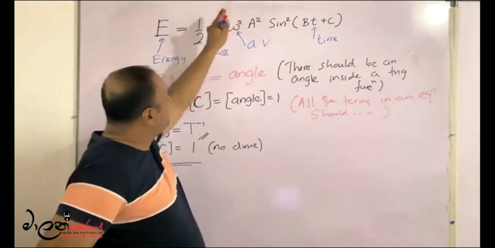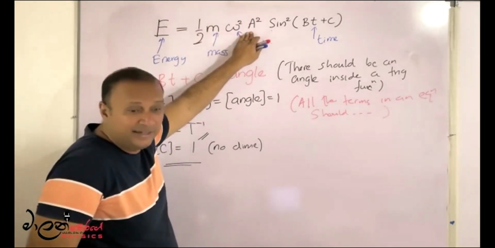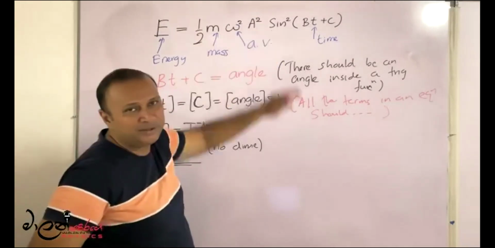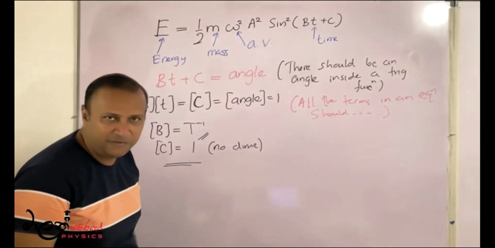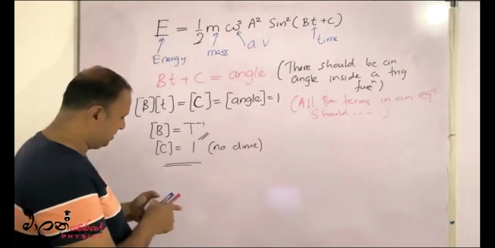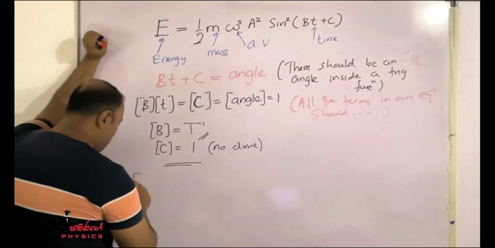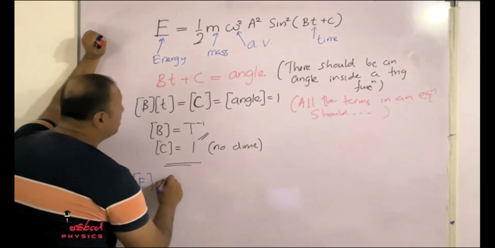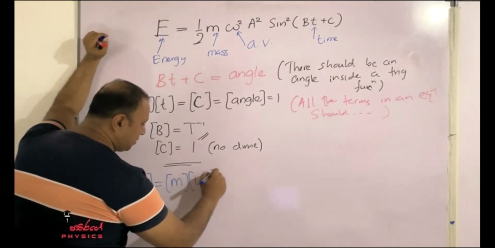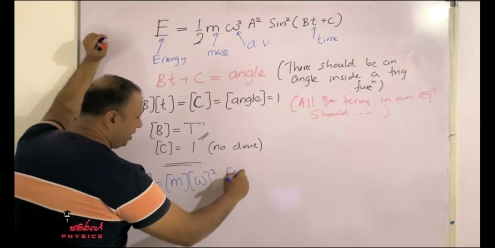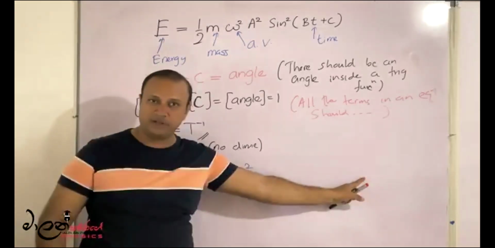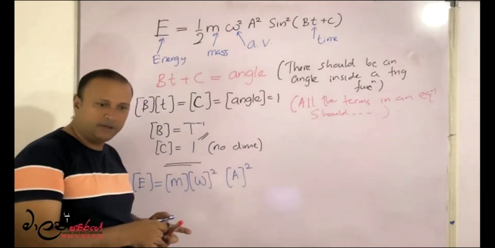The entire thing, that means m omega squared a squared, should be equal to the dimension of energy, because a trigonometric function doesn't have a dimension. Therefore, this one should be equal to E. The dimension of E is equal to the dimension of m into the dimension of omega squared into the dimension of a squared, because a trigonometric function doesn't have a dimension.